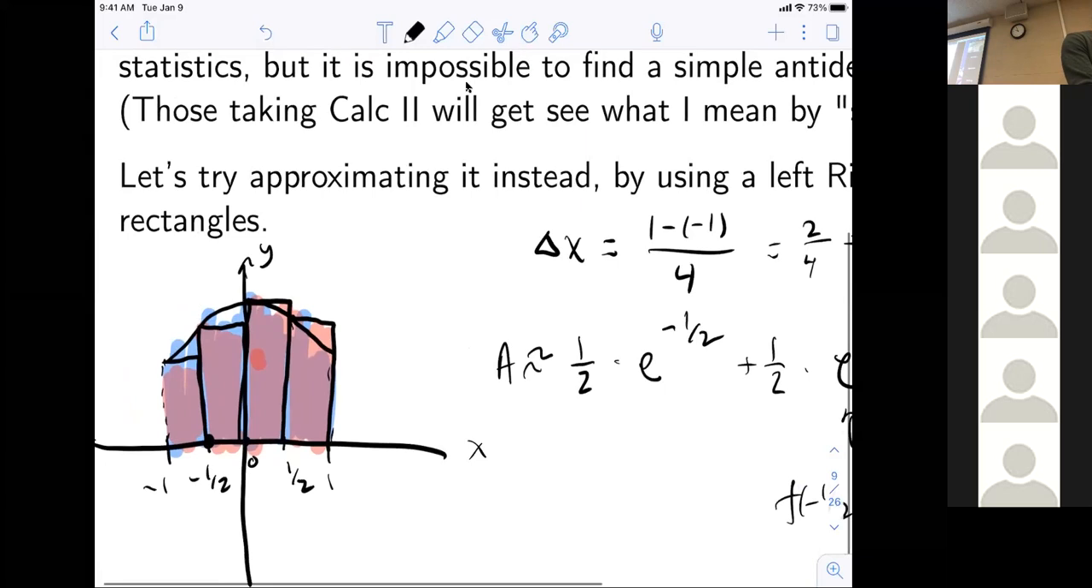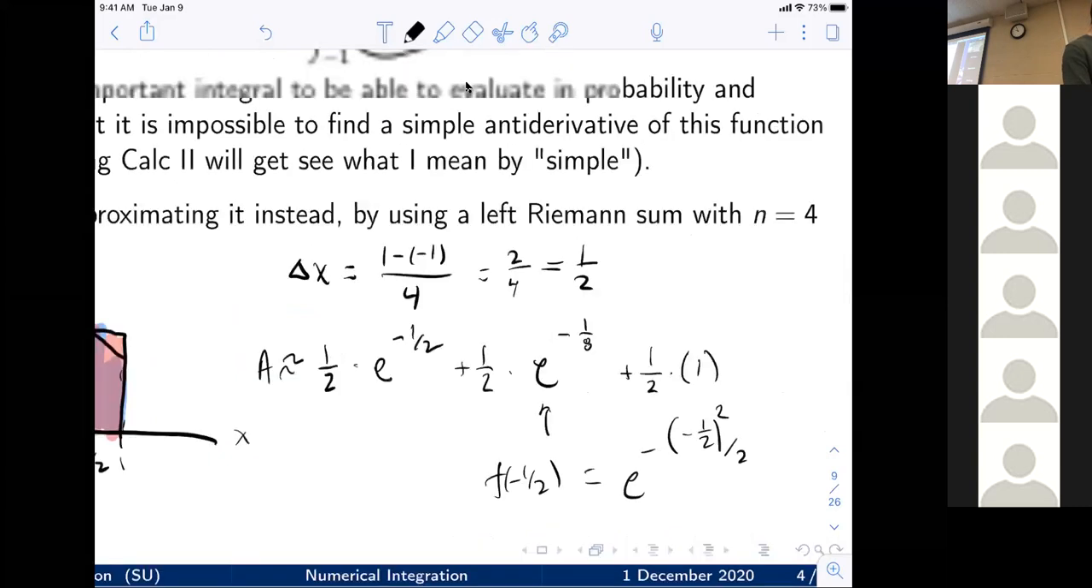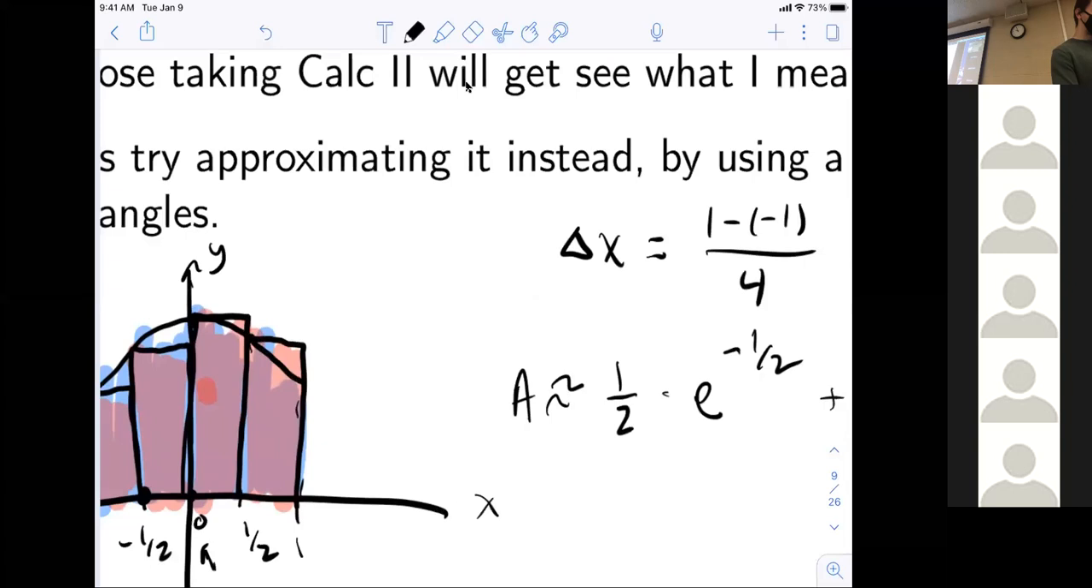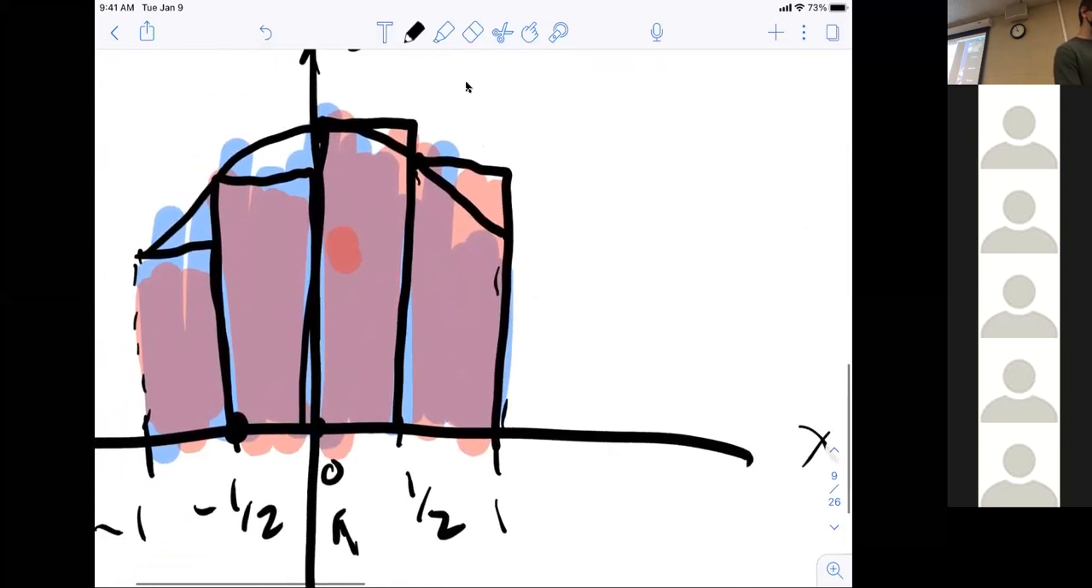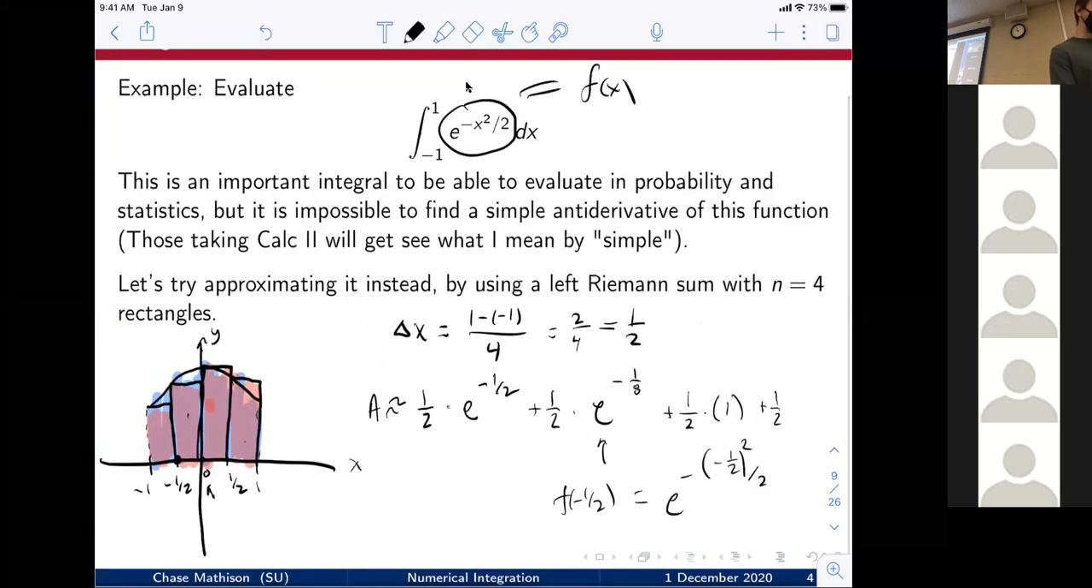Careful. So we're evaluating here at 0, right? So we're going to get e to the 0, which is just 1. And then last one, plus 1/2 times, well, this rectangle has the same height as this rectangle. If I were better at drawing, that would be more clear. But its height is e to the minus 1/8, right?